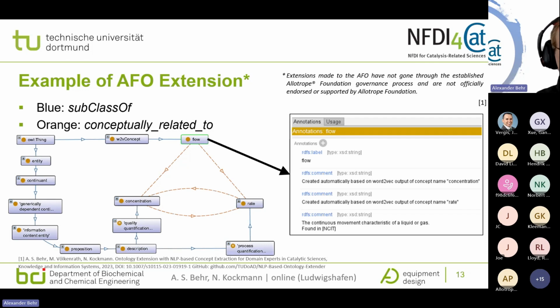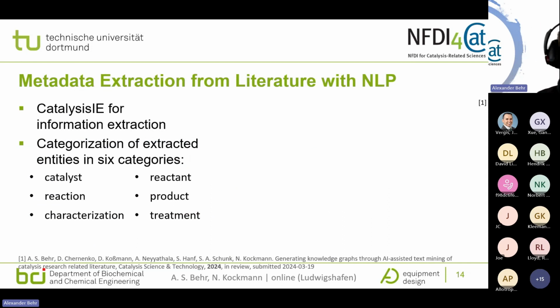This was not the only thing we did there with natural language processing, because we were also a bit unhappy, because it was not that semantically expressive. So we then said, okay, maybe there are more ways to use ontologies and make automated use of natural language processing techniques in order to create knowledge graphs that describe scientific literature. And for this, we used Catalysis IE.